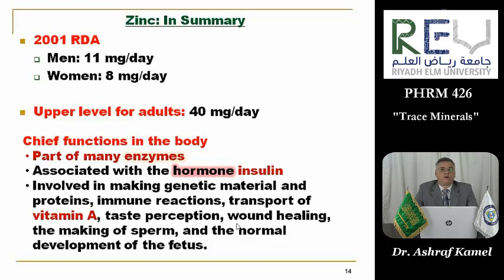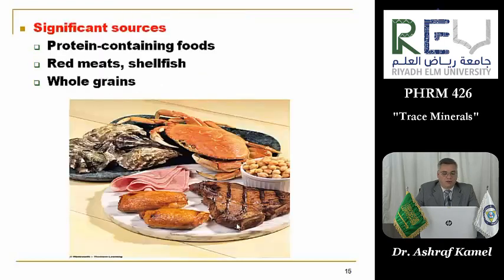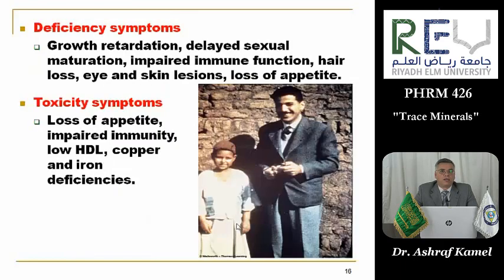It is associated with the hormone insulin, involved in making genetic material, the DNA, and proteins. It's involved in immune reactions, transport of vitamin A, taste perception, wound healing, spermatogenesis, and the normal development of the fetus. Significant sources include protein-containing foods, red meats, shellfish, whole grains. Deficiency leads to growth retardation, delayed sexual maturation, impaired immune function, hair loss, eye and skin lesions, loss of appetite.